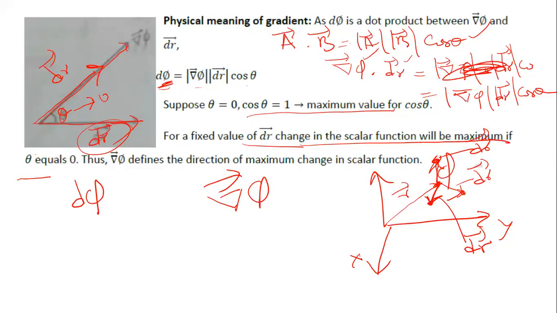So then what we can see here is that grad phi defines the direction of maximum change in the scalar function in space. Okay, grad phi defines the direction of maximum change in the scalar function in space.